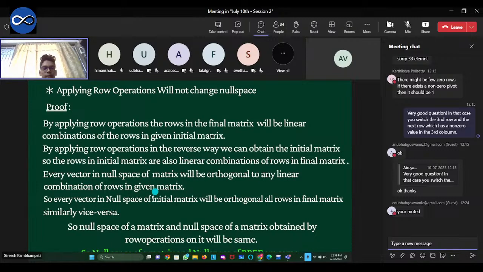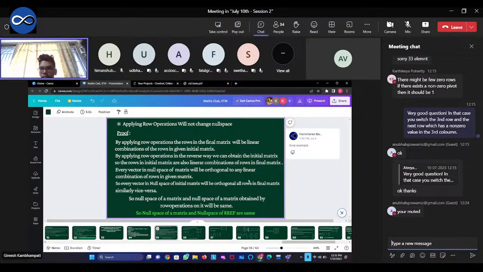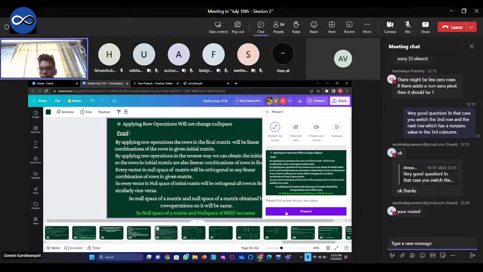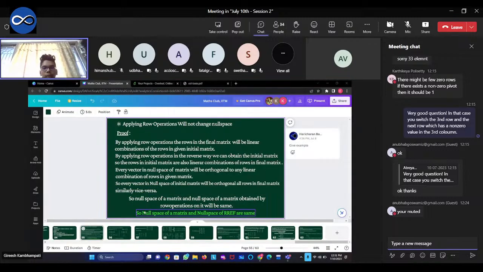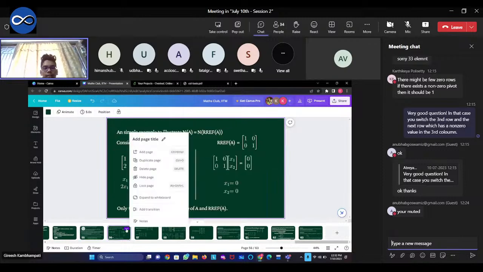Here we have another point also. The null space of a matrix and the null space of the row reduced echelon form of that matrix are the same, because we obtain the row reduced echelon form of the given matrix by applying row operations, and by applying row operations the null space will not change, which we have already discussed.